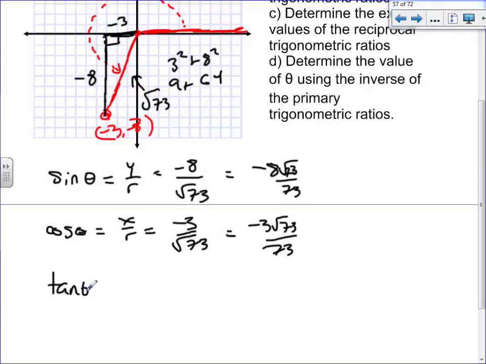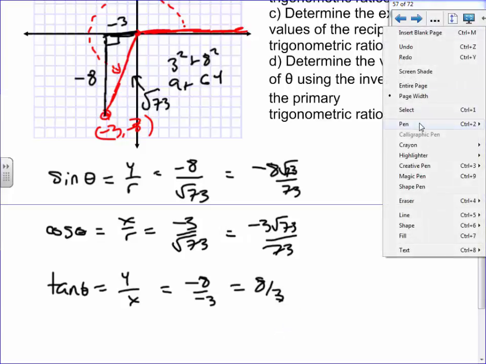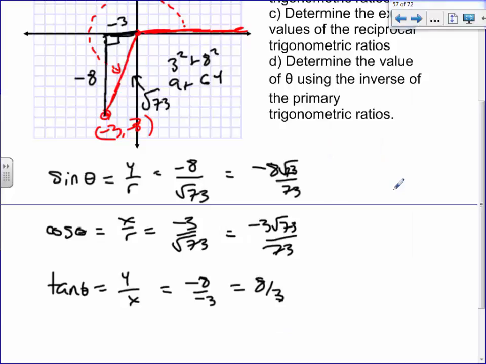Tan, however, tan's the easy one. Tan is your opposite over your adjacent, which is y over x. And what is that? It's negative 8 over negative 3. So that's just 8 over 3. That make sense? Any of those 3 should be able to get you an angle. We'll do that in a second, though. Let's write the other ones out.